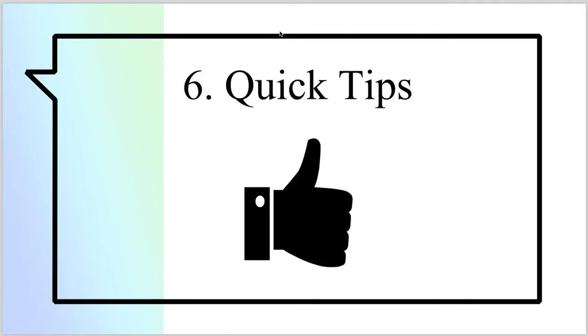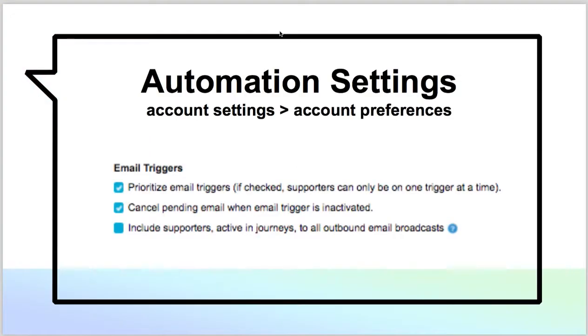So this is our final section of this presentation. I'm just going to show you some quick tips. The first is that there are settings for marketing automations. If you go to account settings, which is click on your name at the top of the new user interface, you'll see account settings, then go to account preferences. And you'll see there's these 3 check boxes for email. They call them email triggers. That's the old name. They're actually marketing automations.